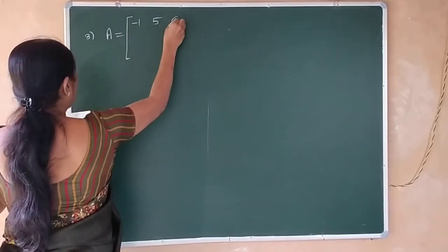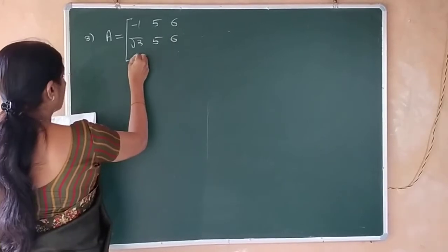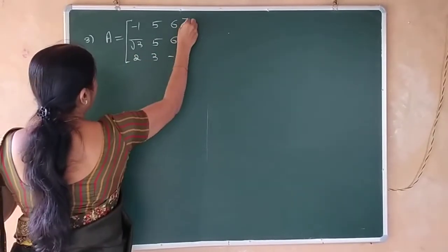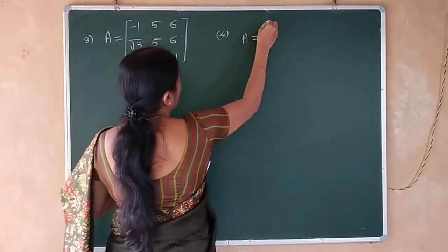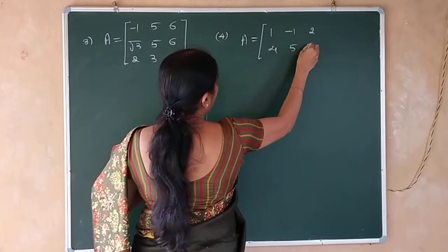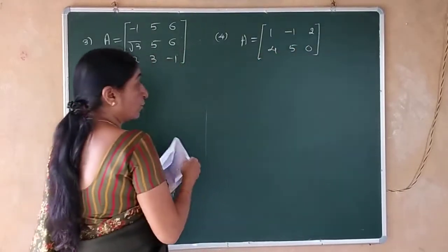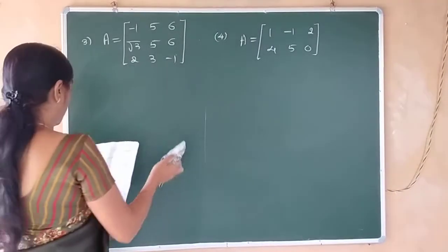Minus 1, 5, 6. Root 3, 5, 6. 2, 3, minus 1. And the fourth one is A is equal to 1 minus 1 2 4 5 0. So for this you have to write the transpose. These two questions are assignment for you. Next question.